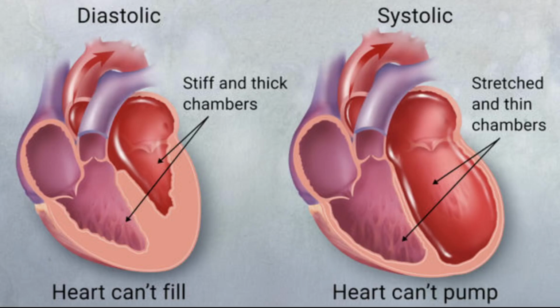Restrictive cardiomyopathy. In this type of cardiomyopathy, the heart muscle becomes stiff and rigid, restricting its ability to expand and fill with blood during the relaxation phase of the cardiac cycle. As a result, the heart's pumping capacity is reduced, leading to symptoms of heart failure. The causes of restrictive cardiomyopathy can include infiltrative diseases.